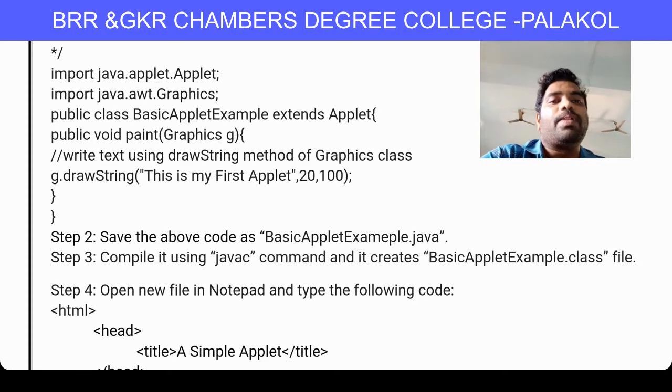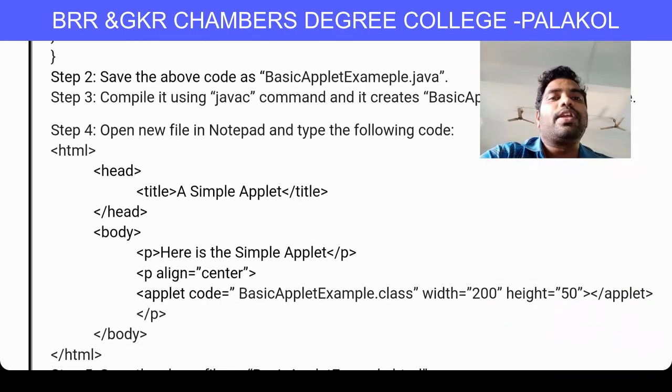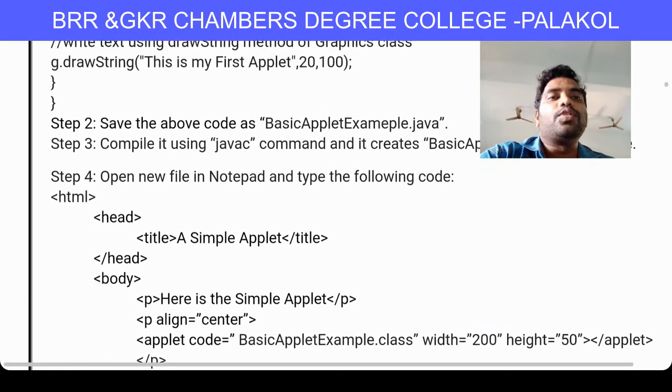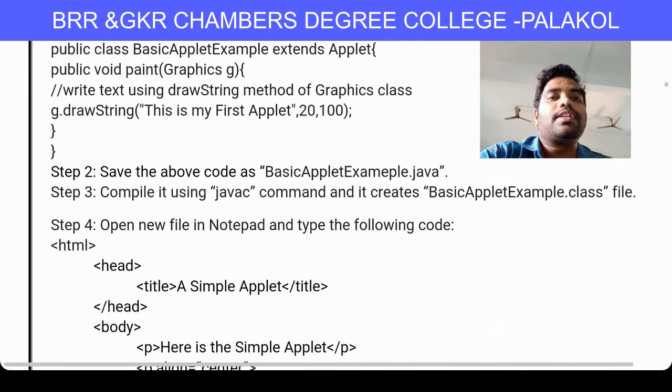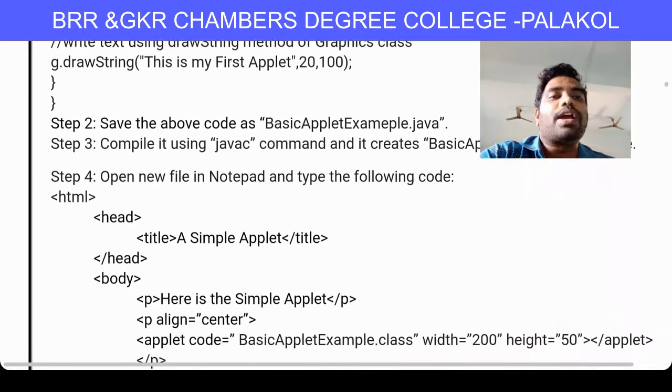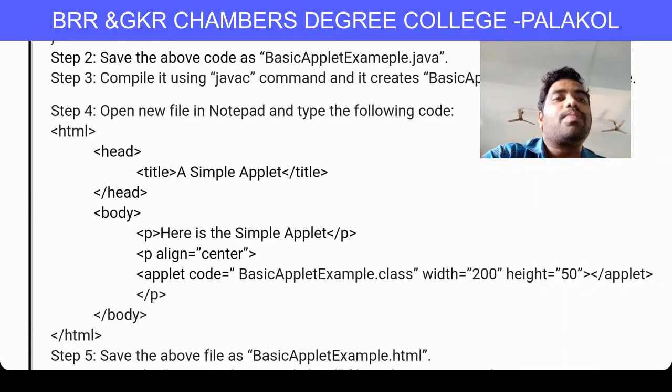Then open notepad and write the HTML code: HTML and head, title, a simple applet, title close and head close. Okay, the information you write is BasicAppletExample.class. After you save the BasicAppletExample.java, compiling converts the program to the class file. After compiling the Java program you use applet code with width 200 and height 50. The applet code is completed.